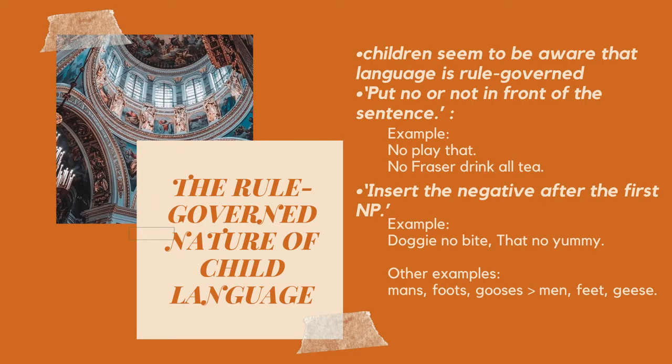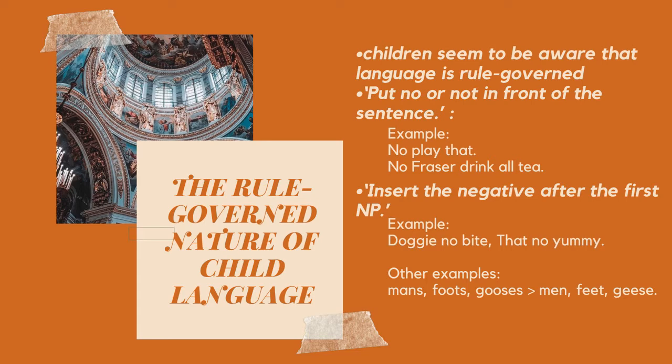The rule-governed nature of child language. Children seem to be aware that language is rule-governed. Children are not like a parrot who simply imitates what they hear going on around them. And every child has a simpler grammar than adults. For example, when children first use negatives, they normally use a simple rule, like put no or not in front of the sentence. This rule is not applied in adult form. For example, no play that and no Fraser drink all tea.